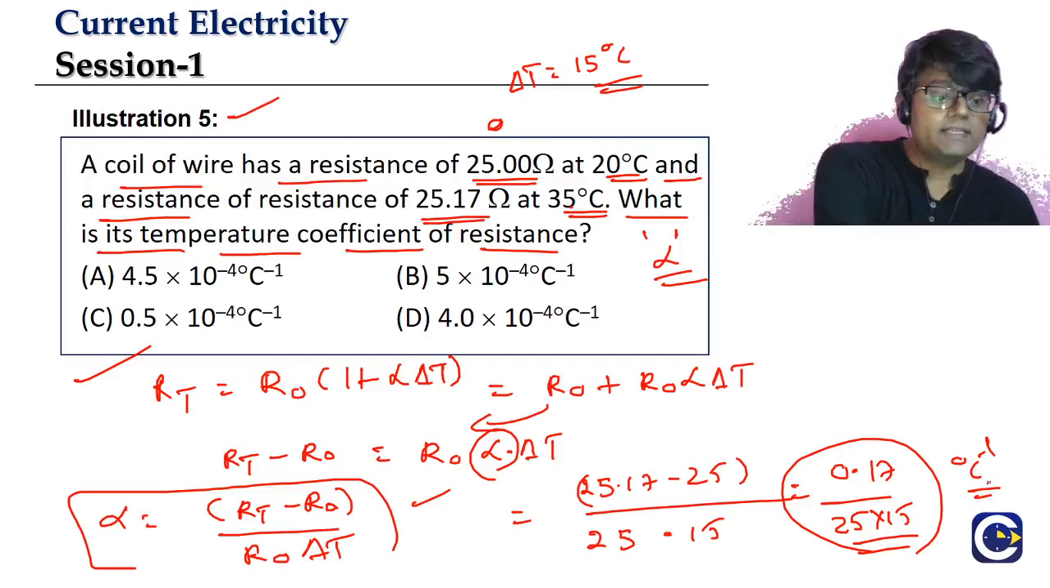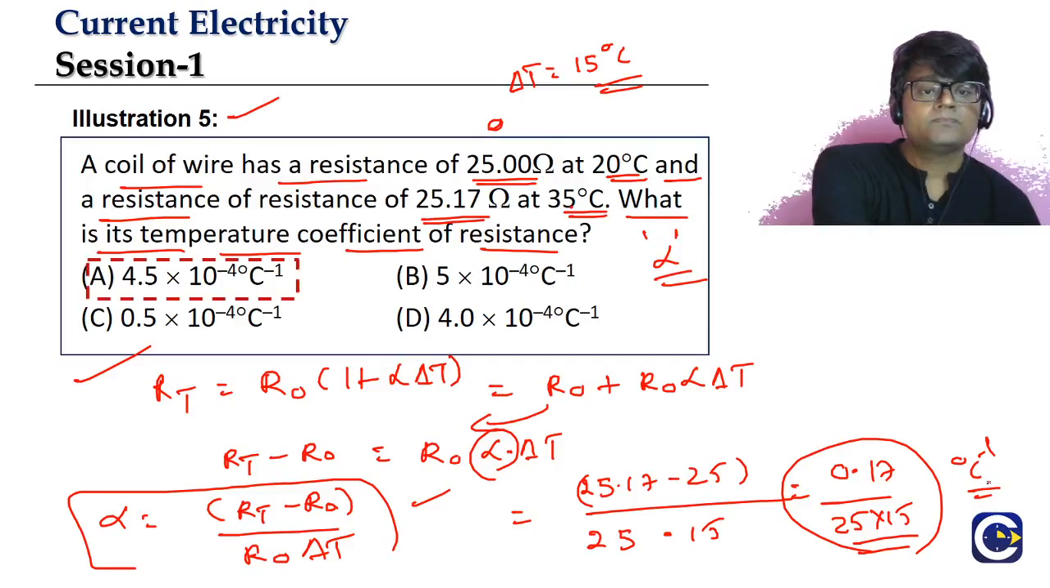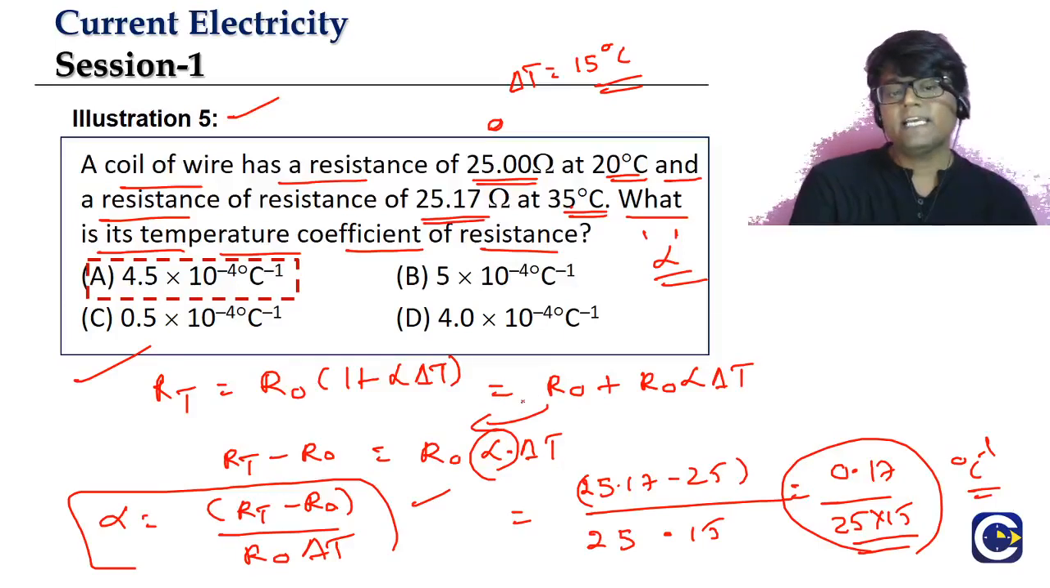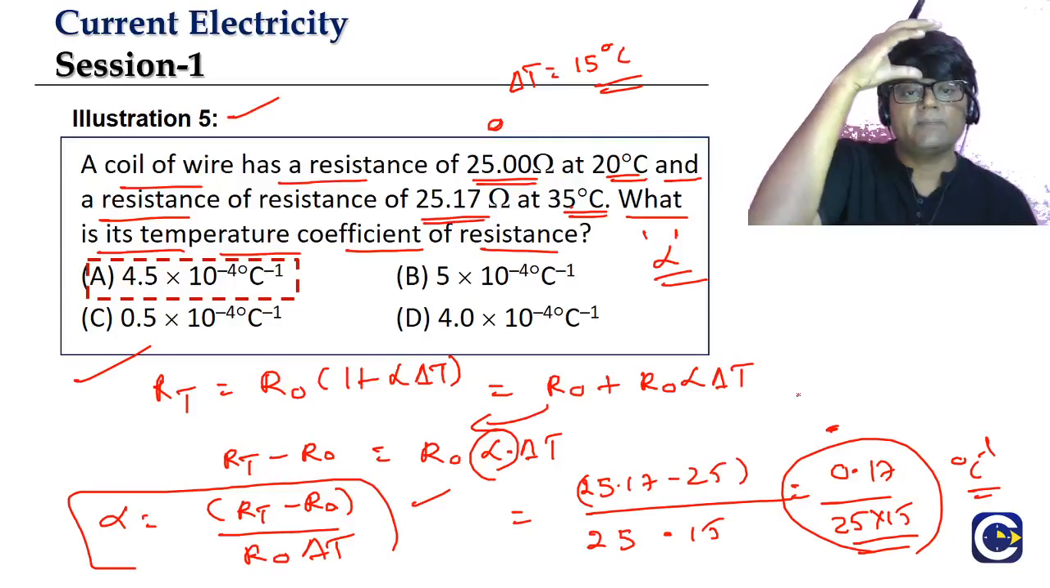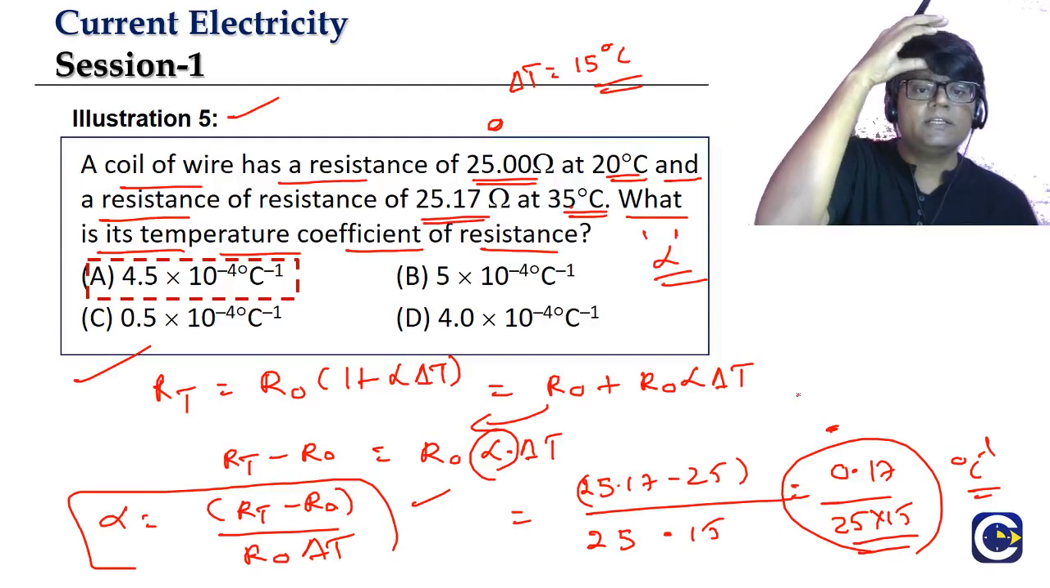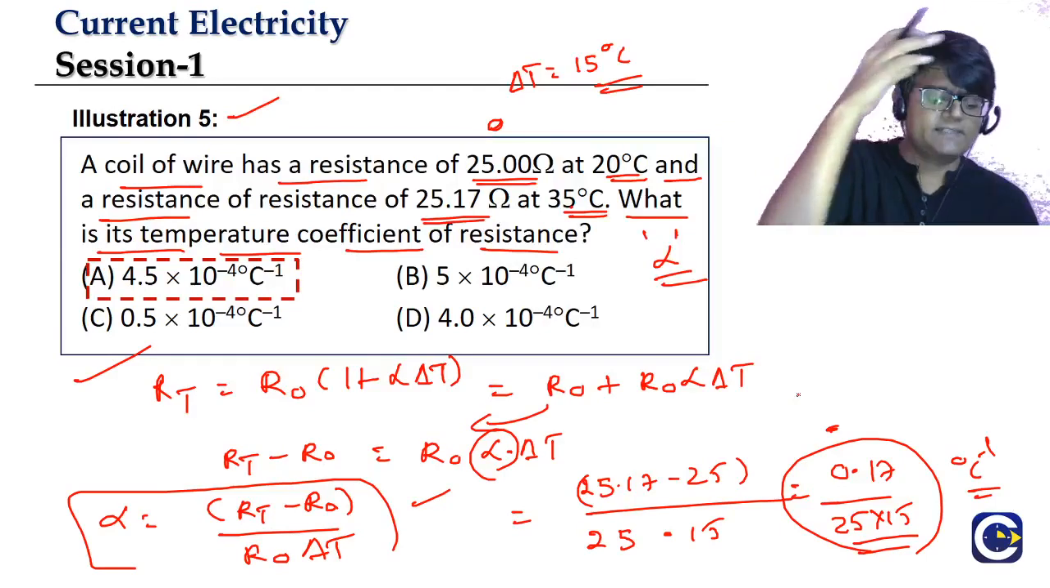Okay, so look at this guys, we must be getting it as 4.5 into 10 power minus 4. What must be the answer guys? 4.5 into 10 power minus 4. If you do the simplification, it will come like some 4.49 something into 10 power minus 4. It will be 4.5 into 10 power minus 4. And what will be the unit of alpha? It will be degree centigrade inverse.